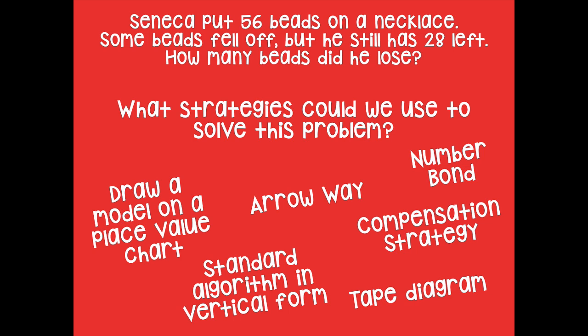Just make sure when you're choosing the strategies that you're choosing a strategy that is efficient. Okay? Drawing a model on the place value chart is an acceptable way to solve a problem. However, as we're getting more familiar with all these strategies, that might not be the most efficient strategy that we can use because it might not be the quick and easy strategy to be able to solve. Okay, but make sure that you're choosing the ones that you feel comfortable with to be able to solve problems.